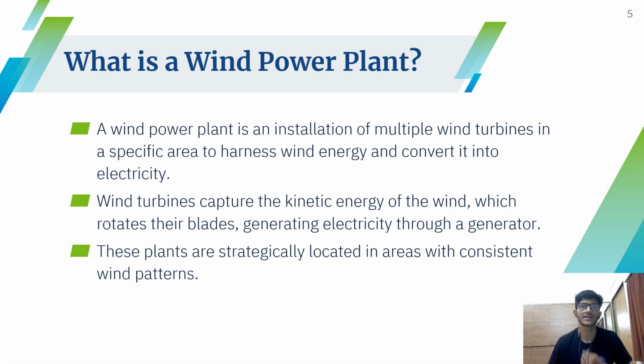Let's see what exactly a wind power plant is. A wind power plant is an installation of multiple wind turbines in a specific area to harness wind energy and convert it into electricity. Wind turbines capture the kinetic energy of the wind, which rotates their blades, generating electricity through a generator. These plants are strategically located in areas with consistent wind patterns. The electricity generated is transmitted to the grid for distribution to consumers, and wind power plants contribute highly to renewable energy generation, environmental sustainability, and energy diversification.